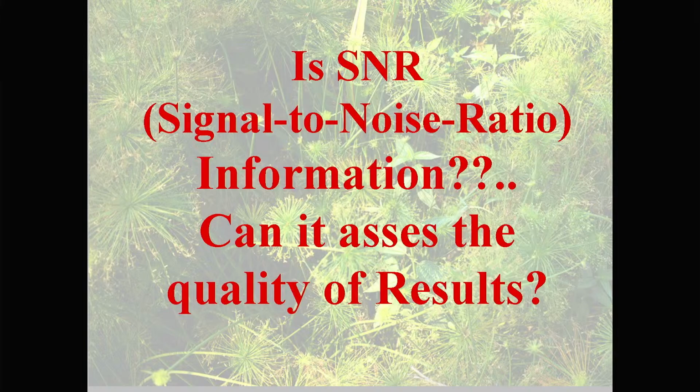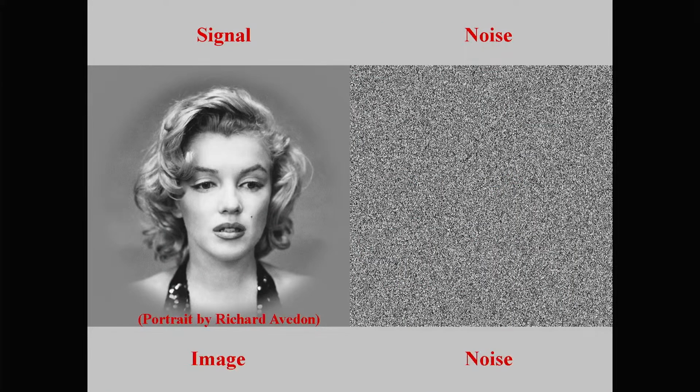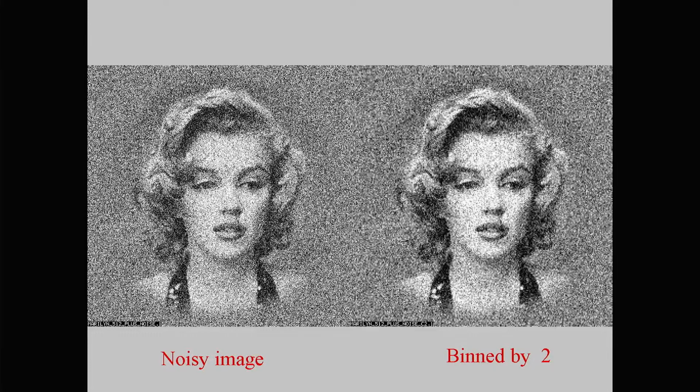Can I assess the quality of results? Not quite. Here we have Marilyn Monroe and noise, and we can add the two, so Marilyn Monroe on the rest, and then we see that it's very noisy. Now the signal-to-noise ratio on the right-hand side is lower than what's on the left-hand side. And you can start binning these images, and you can start binning further and further.